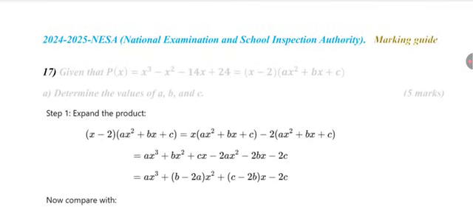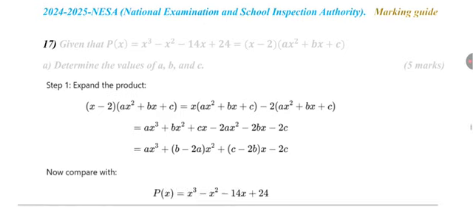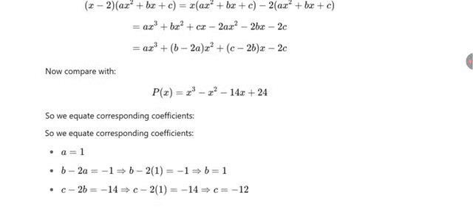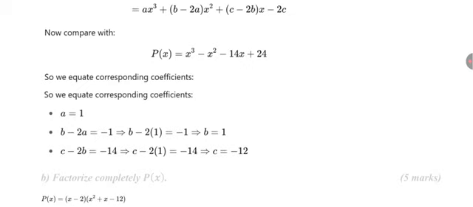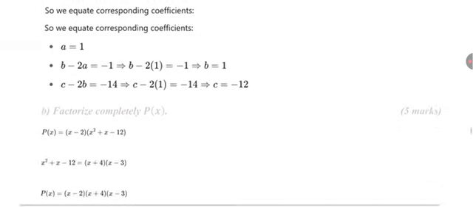And number 17, given that p(x) equal to x power 3 minus x power 2 minus 14x plus 24 equal to (x minus 2)(ax squared plus bx plus c), determine the value of a, b, and c. Here you do expansion using the product rule, and then you compare with p(x). So a equal to 1, b minus 2a equal to minus 1, and c minus 2b equal to minus 14. And you get a equal to 1, b equal to 1, and c equal to 12.